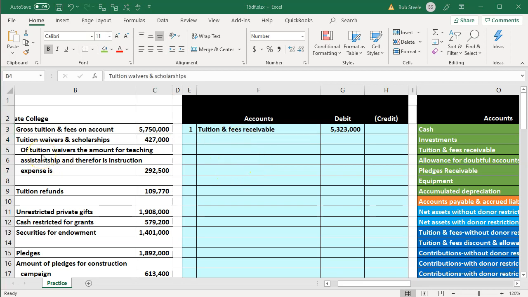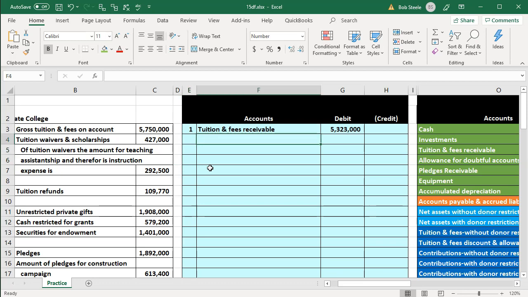Next, we're going to record the tuition waivers and scholarships into the tuition and fees discount and allowance account. However, the portion of this 427 that is tuition waivers for the teaching assistantship is going to the account called instruction expense. So of this 427, we're going to have $292,500 of it go into instruction expense, and the difference goes into tuition and fees discount and allowance.